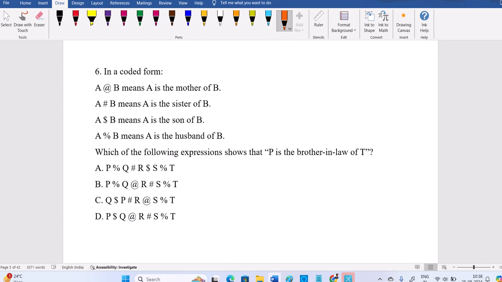Now see one more question related to blood relations. Now the situation is reverse. You need to find the option which will suggest P is brother-in-law of T.